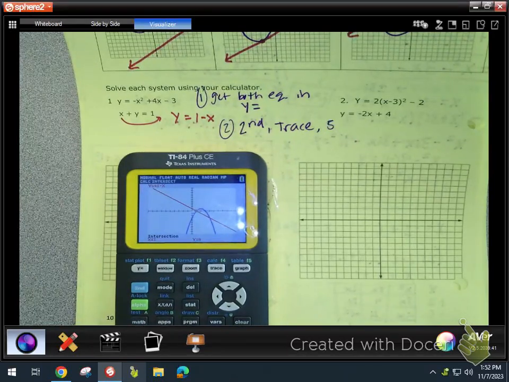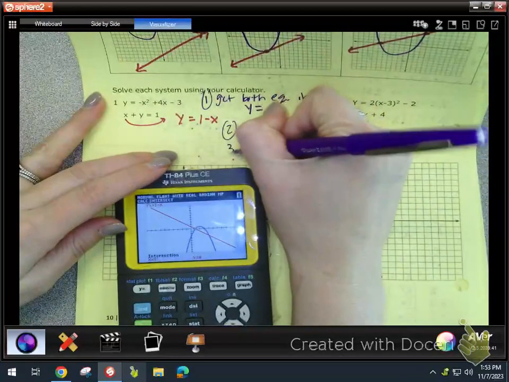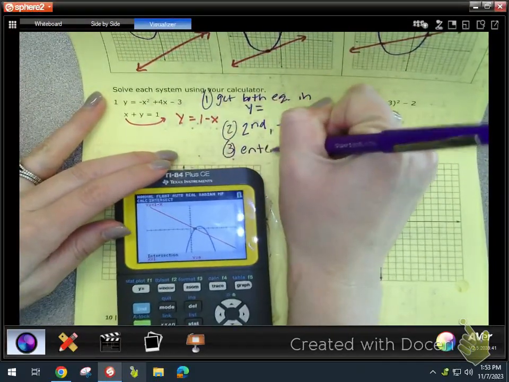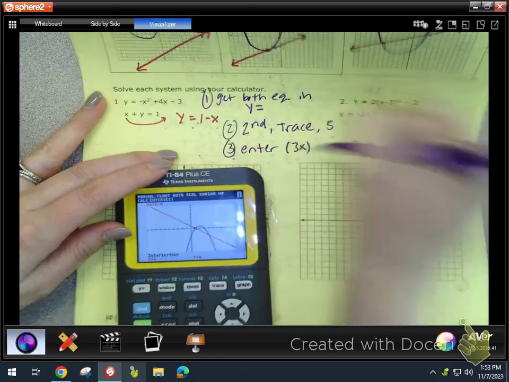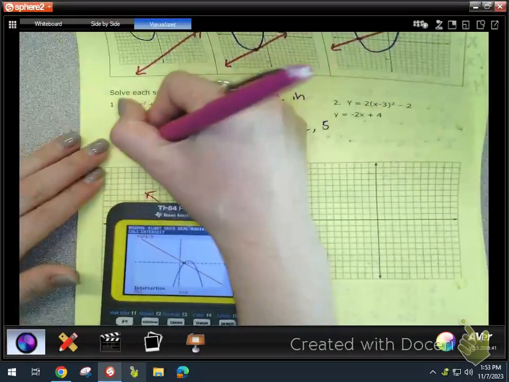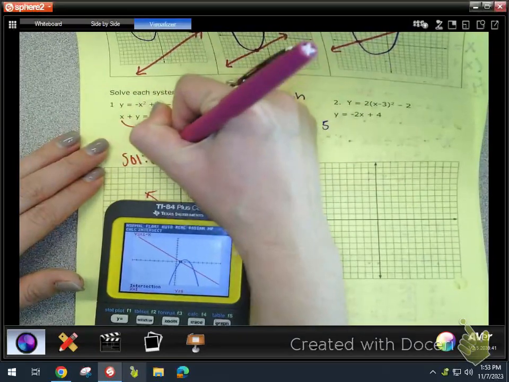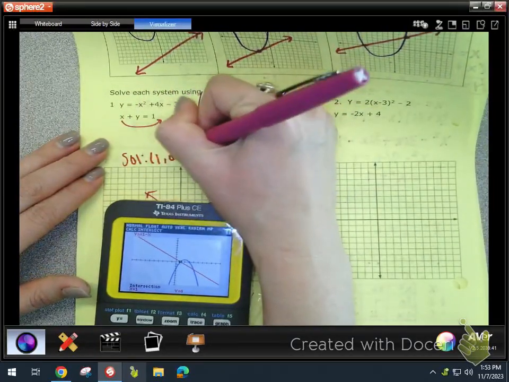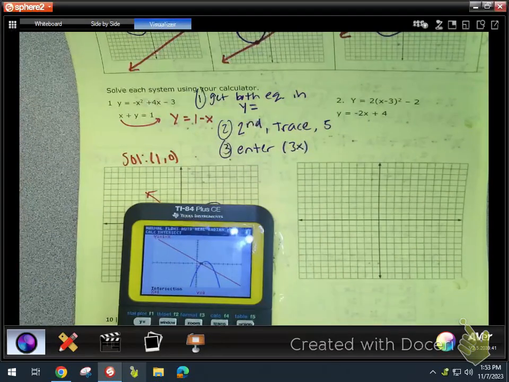It's guessing. And then it will say your intersection, and it will give you an X and a Y. So our intersection point, second trace 5, and technically what you did is you pressed enter 3 times. And so we will see that one of our solutions, and again, my graph is not at all to scale, but I don't really care, is (1, 0). Now, there are two places that we have solutions. We cross 2 different times.